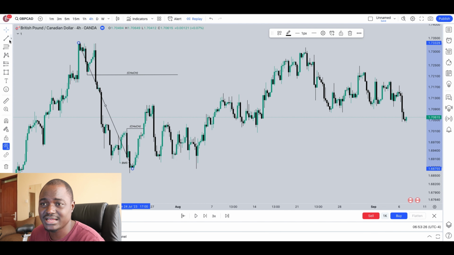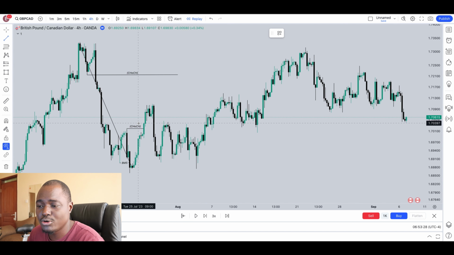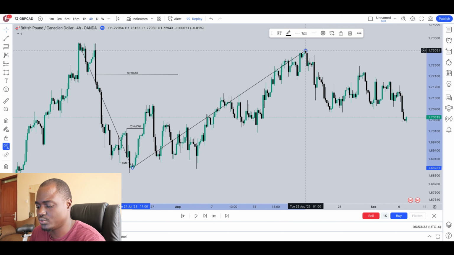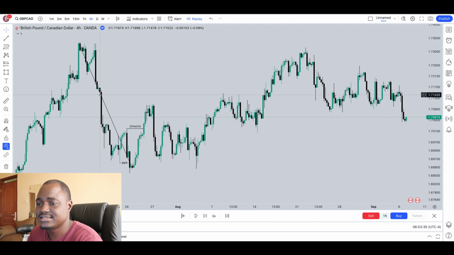So the market pushed to the downside. And then at this specific point, we're able to see another change of character after this break of market structure here. And then the market was able to push to the upside. So that is very significant.